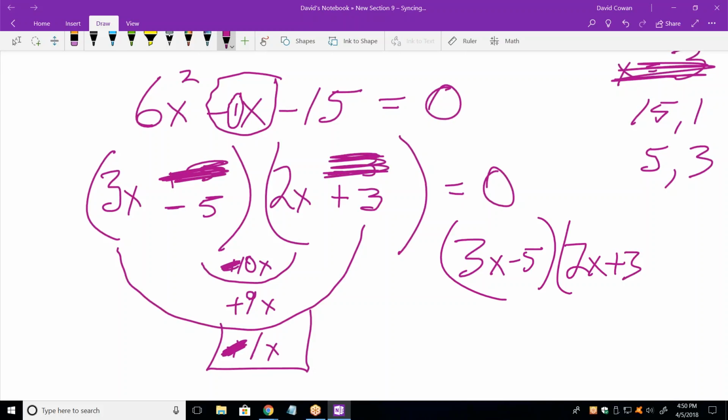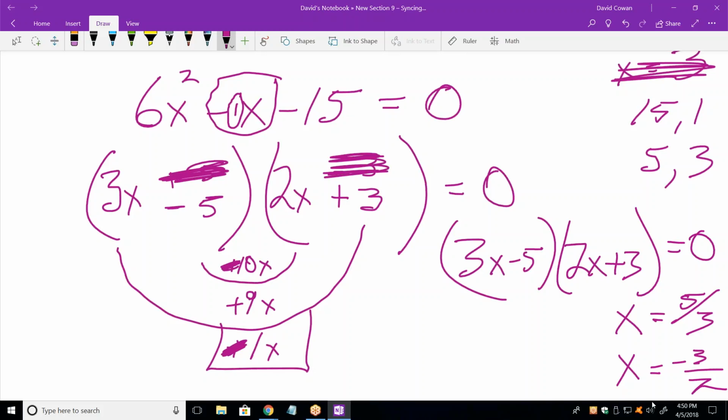I don't quite have the answer yet. What are my two answers? Your two answers. The first one is going to be positive 5/3. And then your second answer is going to be, what is it? Second answer is going to be negative 3 halves. Good. Negative 3 halves is correct.